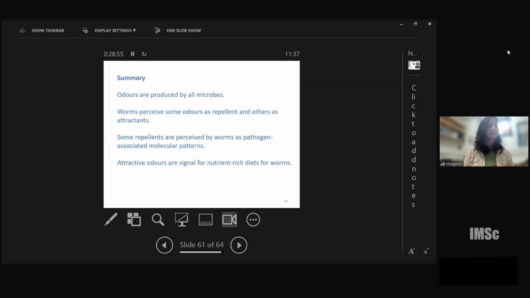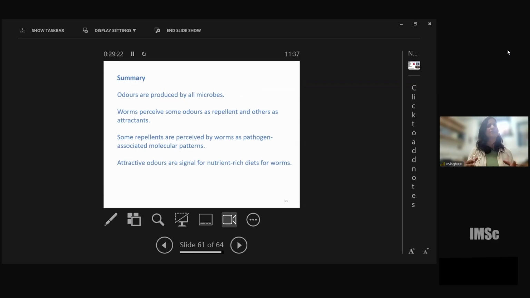And so I'll stop here and summarize to say that odors, or volatile organic compounds, are produced by almost all microbes. Some of them are very specific. For example, indole is only produced by Pseudomonas aeruginosa. Worms are a really great model to understand olfaction biology and the neuroscience behind it, although I didn't go into that a whole lot.